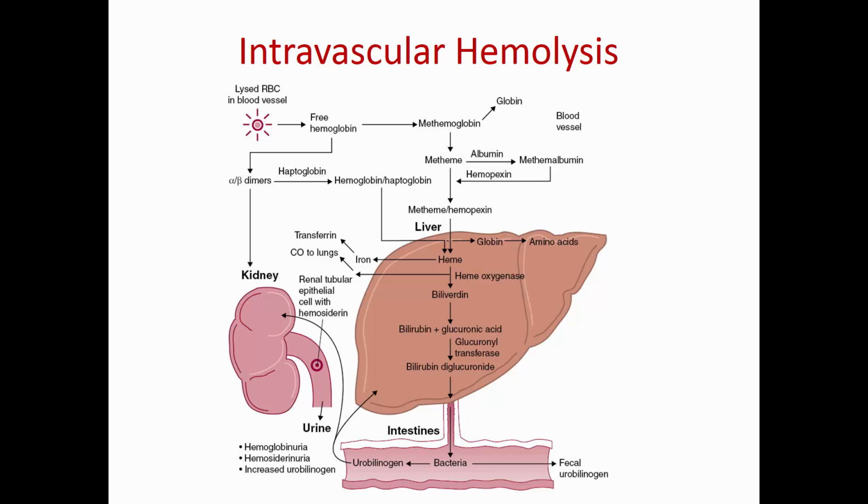Okay? If hemoglobin is released in the blood, hemoglobin can be freely filtered in your kidney. And the hemoglobin is going to get filtered in your kidney, and it's going to get into your urine, and it's going to go out of your body. Is there a problem with that? What is the problem with that?